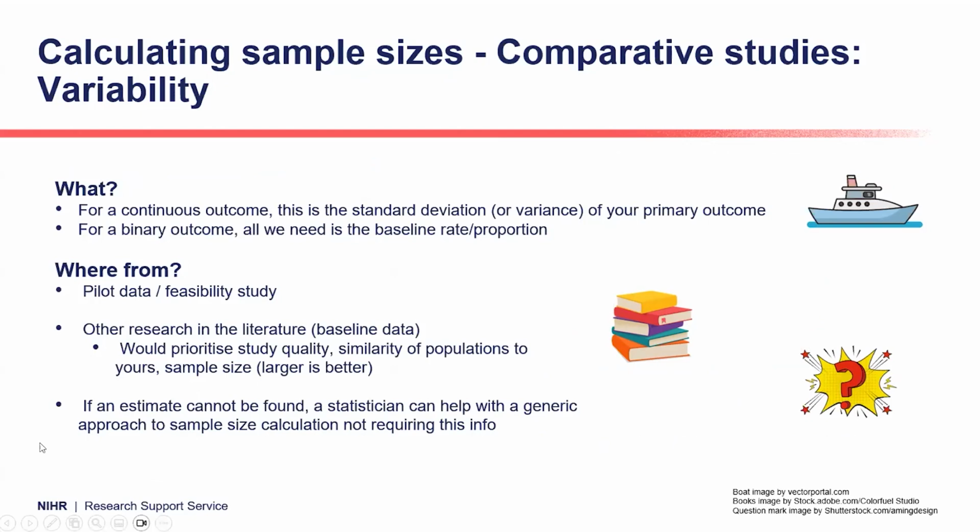You can get an estimate of this from previous literature or studies in a similar area. If you've got a lot of studies to choose from with different estimates of the variance, you should choose the study with the best quality in terms of the sample recruitment and retention. And remember to consider carefully how similar your population is to the population you're using to estimate the value. Lastly, if neither of these options are available, a statistician can help you to apply a generic approach, but you need to make sure that you put this into context and justify why this is the best choice.